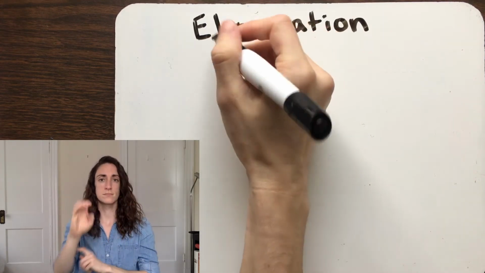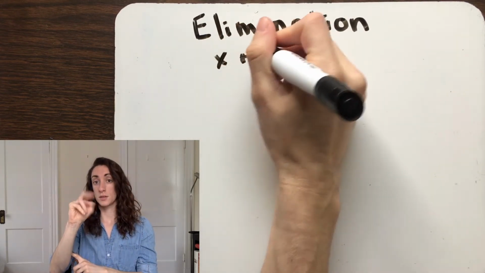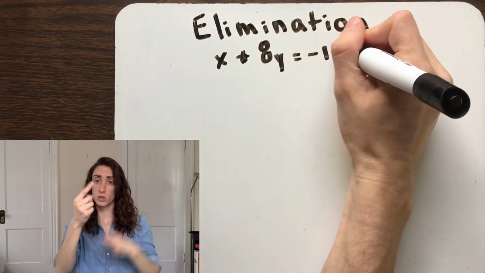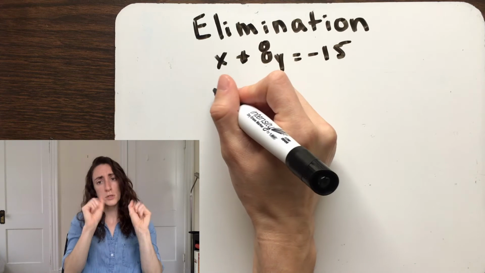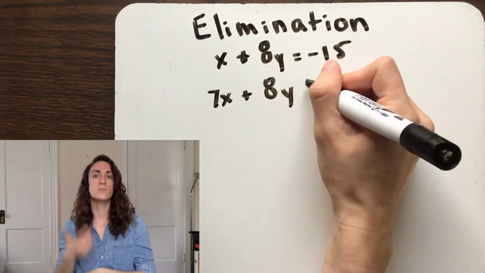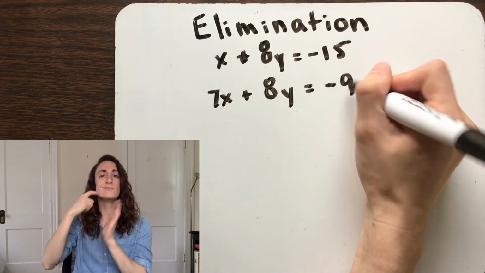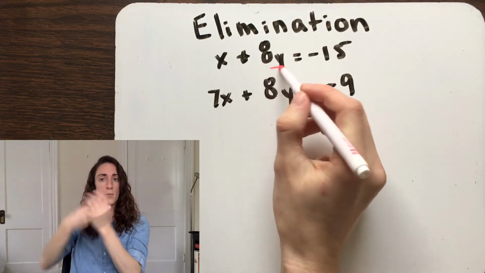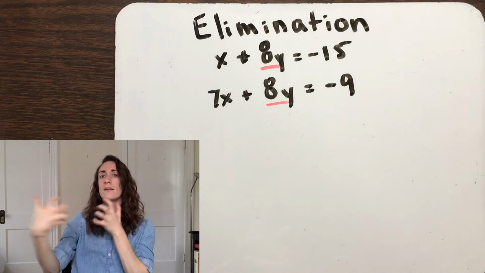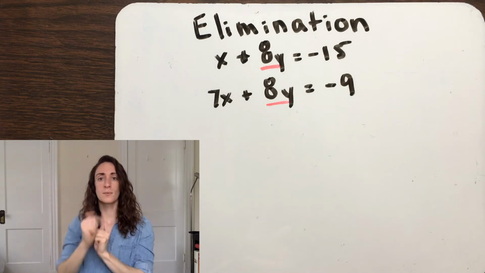The next method is called elimination. In this system, we could use substitution because you can see in that first equation the x is alone, but we can also use elimination because you might notice both equations have a term 8y. Because those terms are the same, they can easily eliminate one another by subtracting one equation from the other.